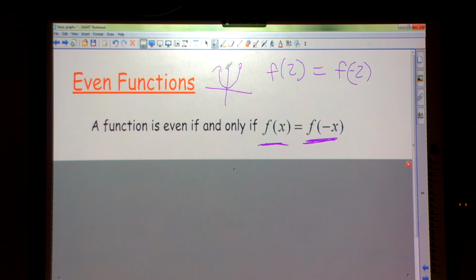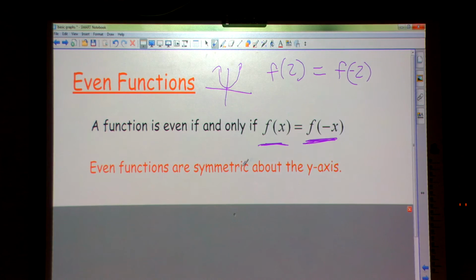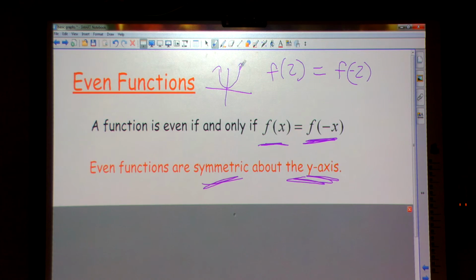Here we know a parabola is even. It's symmetric about the y-axis, which I think is what I have now. Symmetric about the y. Remember, those are even functions. So parabolas, cosines, what else do we have? We have absolute value. Those are all even functions. Should make sense. If I plug in 2, I get 4. And if it's symmetric, if I plug in -2, I better get the same thing.